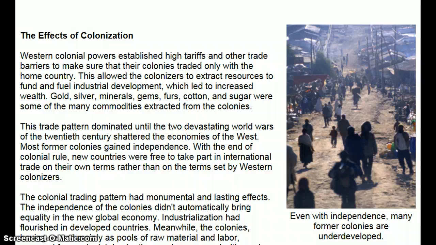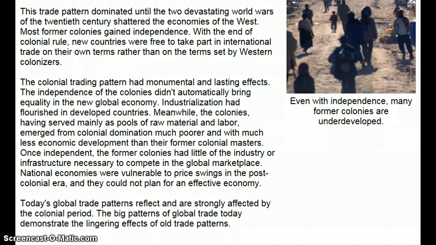This trade pattern dominated until the two devastating world wars of the 20th century shattered the economies of the West. Most former colonies gained independence. With the end of colonial rule, new countries were free to take part in international trade on their own terms, rather than on the terms set by Western colonizers. The colonial trading pattern had monumental and lasting effects.